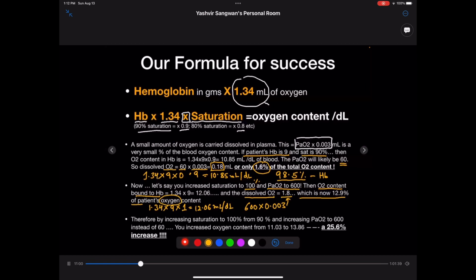So even in this excessive oxygenation scenario, more than 85% of the patient's oxygen content in the artery is still bound to hemoglobin.